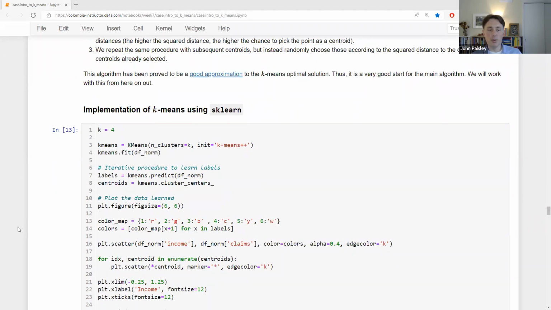For example, if you have continuous data and you want to discretize it, which is a whole process that we haven't talked about.